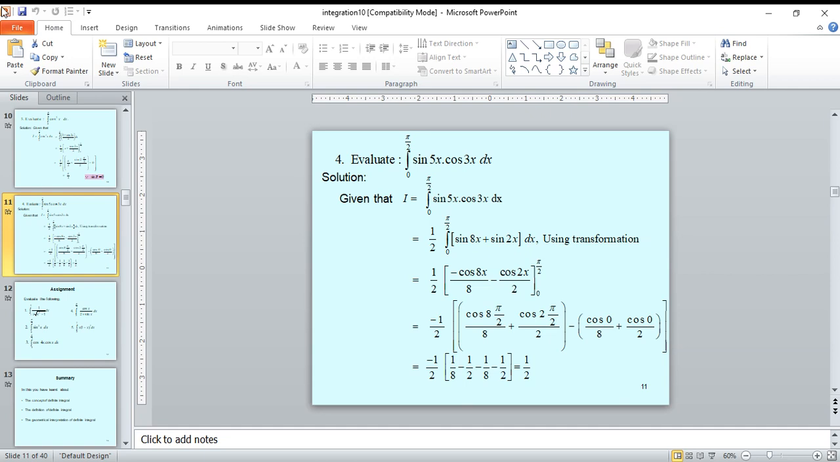Next, the 2 cancels, cos pi. Cos 1 pi equals minus 1 power 1, which is minus 1, that equals minus 1 by 2. Minus of cos 0 is 1, cos 0 is 1. Minus of 1 by 8 minus 1 by 2. Simplify this: minus 1 by 8 plus 1 by 8 cancel. Minus 1 by 2 minus 1 by 2 is 2 by 2, which is 1, so minus 1. Minus 1 into minus 1 by 2 is just plus 1 by 2.